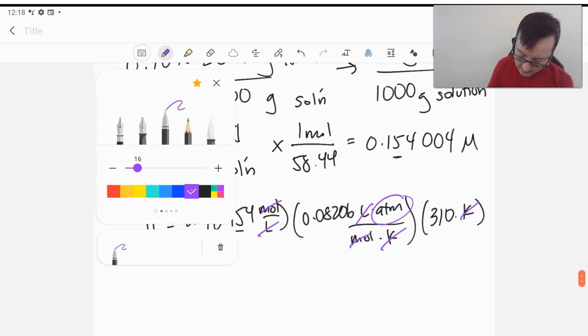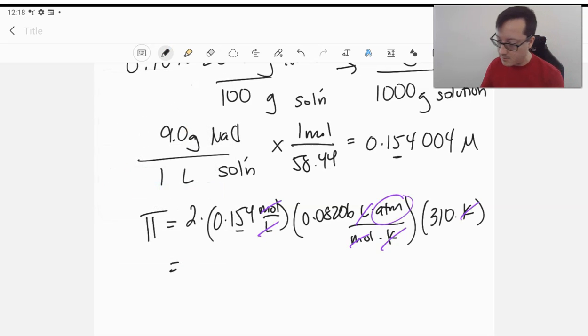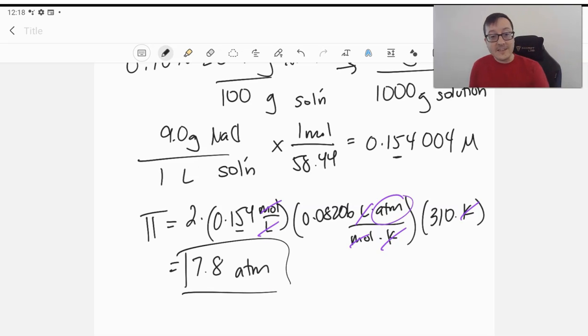All right, and then we have to crunch the numbers. So 2 times 0.154 times 0.08206 times 310, and we get 7.8. Looks like we only have 2 sig figs, so 7.8 atmospheres. So that's the osmotic pressure of our blood, or of normal saline, which is supposed to be isotonic with blood.